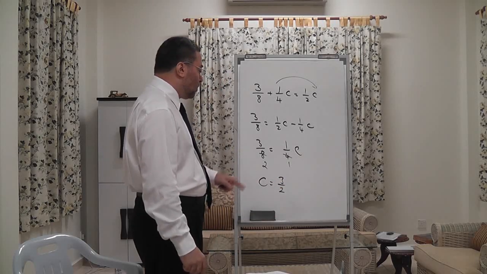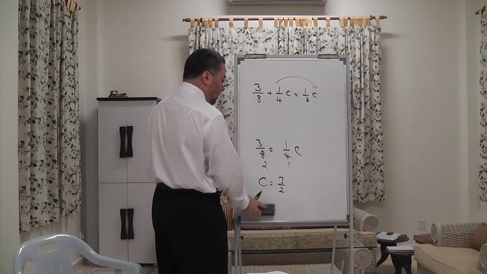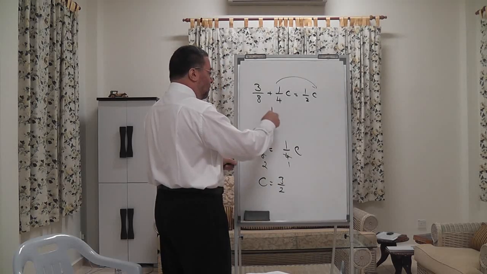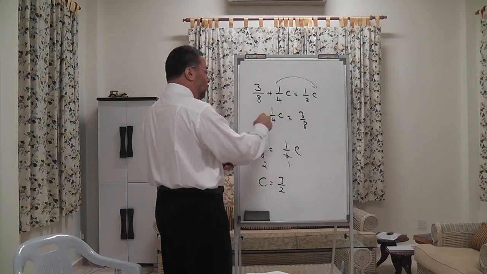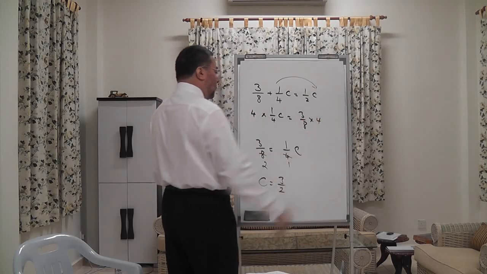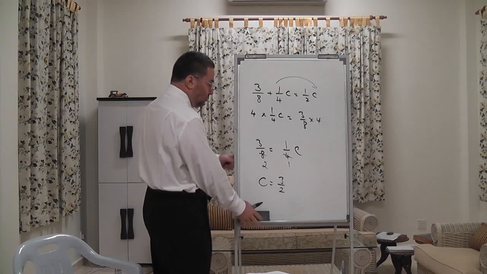If you are not sure of yourself, then this is how you do it. 1 over 4 c equals 3 over 8. Multiply everything by 4. And then you get 1c equals 3 over 2.